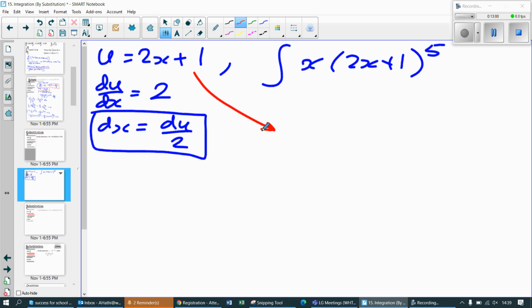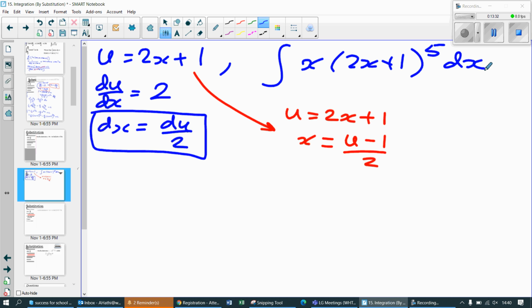Now, take this one. Is everyone happy that if I start with u equals 2x plus 1, x is just equal to... Everyone happy with that? Yeah, fine. So now I've got everything I need to do the integral. I found my x. I know what 2x plus 1 is. And I know what my dx is, which I forgot to write over there.